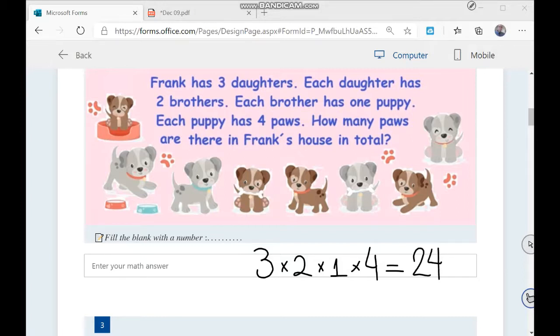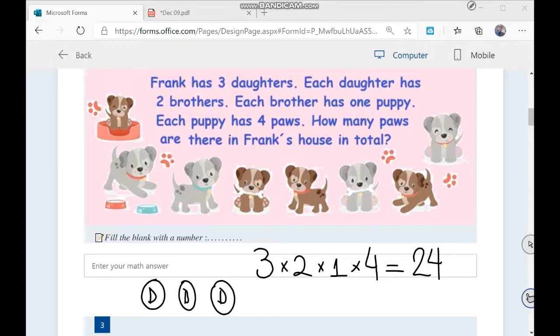This looks simple and straightforward. 24. But there's a catch. There's a teeny tiny catch here. You see, you have 3 daughters. Let's draw here the daughters. And we have 1 daughter, 2 daughters, 3 daughters.